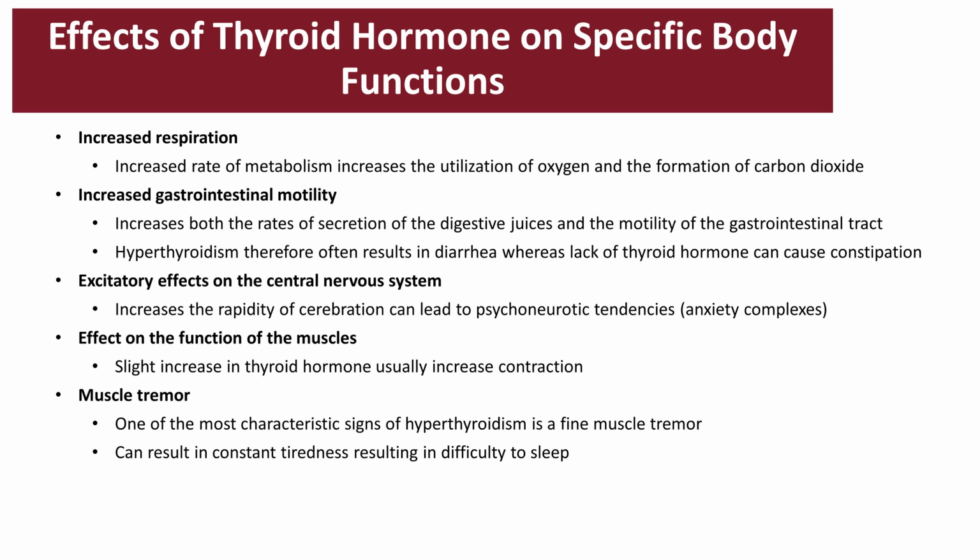There are also excitatory effects on the CNS. The increase of thyroid hormone increases the rapidity of cerebration, which can lead to psychoneurotic tendencies. This could mean anxiety complexes. You will also have irregular muscle contractions, and therefore one of the hallmark characteristics of hyperthyroidism is a fine muscle tremor. This can be assessed by a patient holding a piece of paper and seeing the shaking as a result of the paper undulating on their hand. This can also result in constant tiredness and fatigue, resulting in difficulty sleeping.